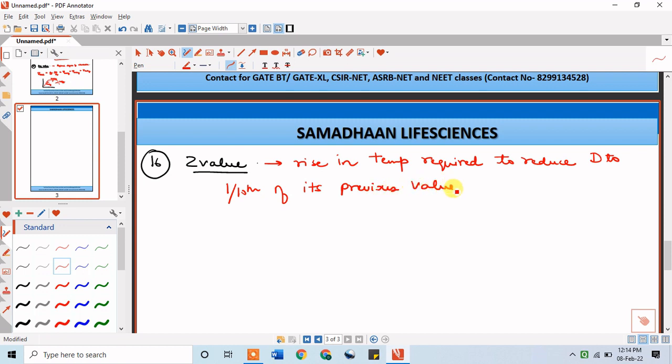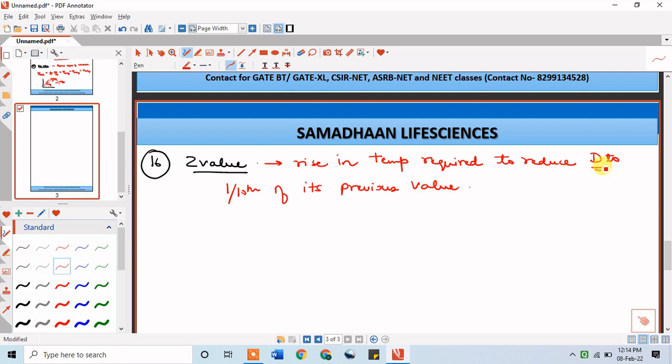What does this mean? इसका क्या मतलब हुआ? So ये ध्यान रखिए बेटा कि what is D? D we have already talked about. It is the decimal reduction time. So D के बारे में हमने कहा था कि it is the time required to kill 90% of cells and केवल 10% of the cells will survive.